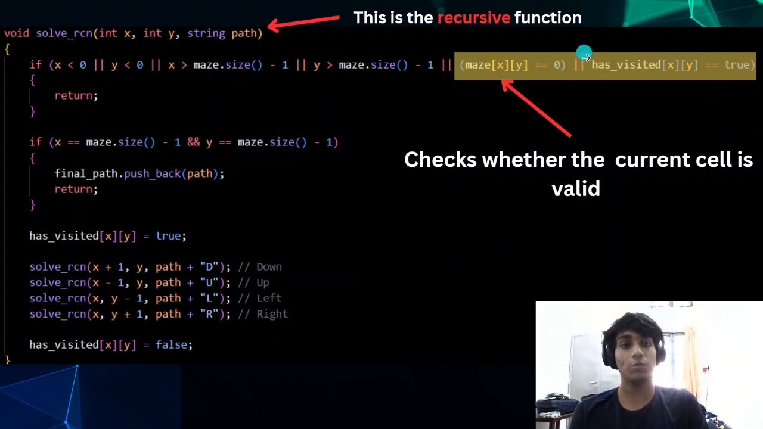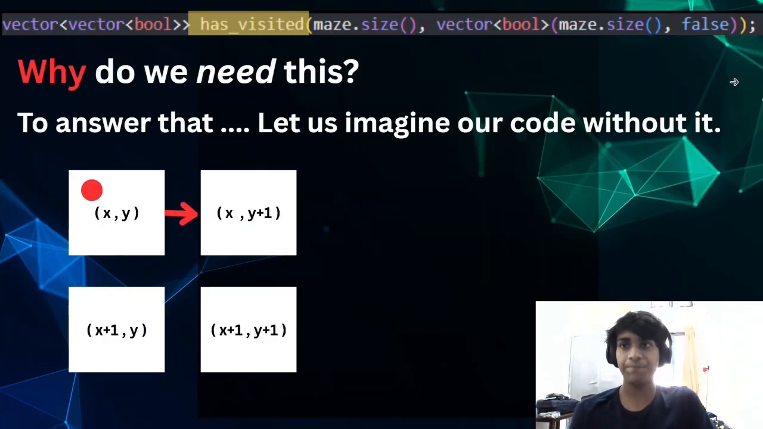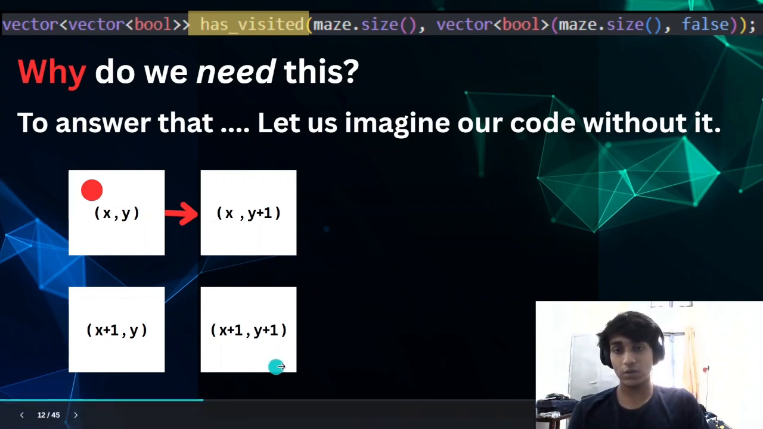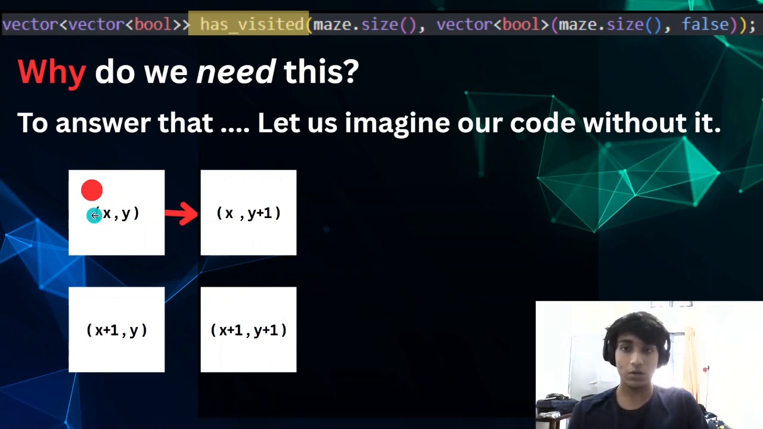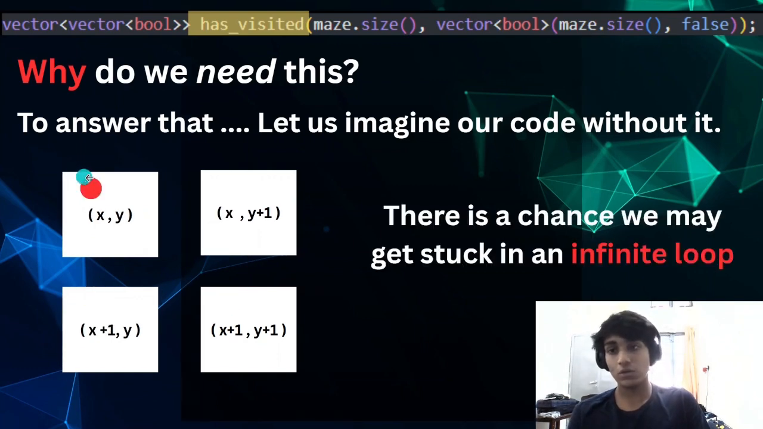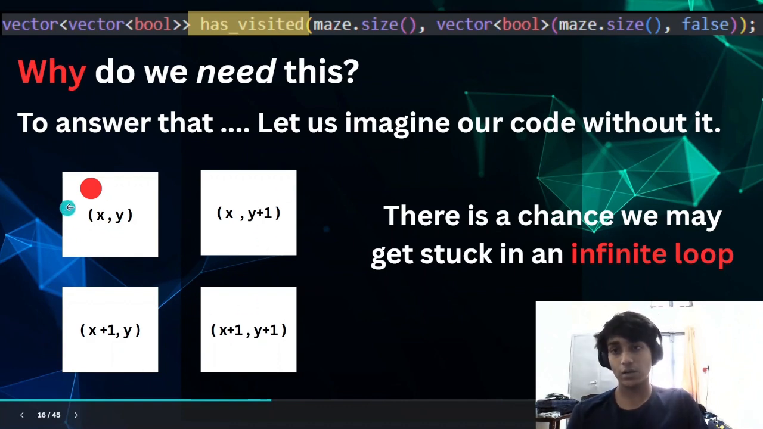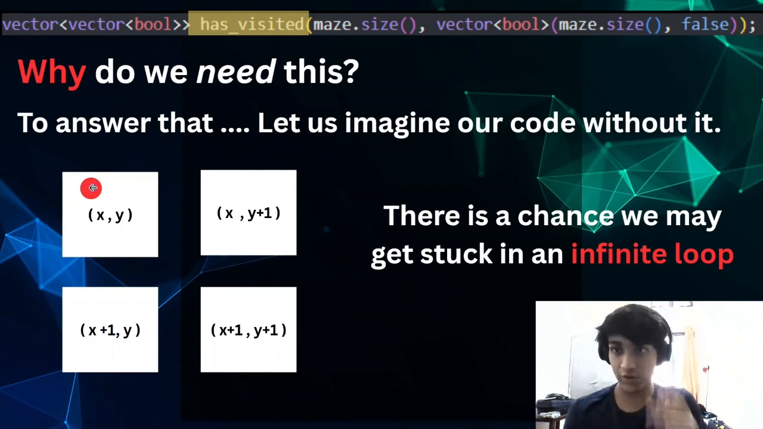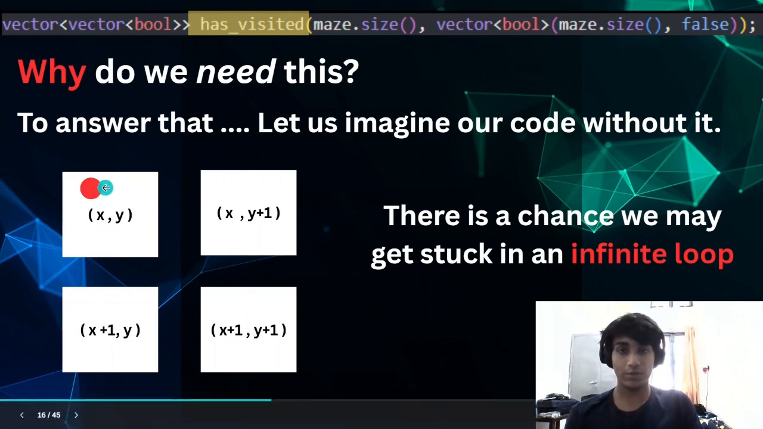We'll now understand the importance of has visited. Why do we need has visited? To answer that, let us imagine our code without it. So let's consider this situation, these four cells of that matrix. Let's say you are here right now and you decide to move towards the right and then down and then left and then up. In doing all of that, you are moving around in an infinite loop. There's a chance you can move around in an infinite loop, and with that, our algorithm is very inefficient if we don't fix this problem of infinite loops.